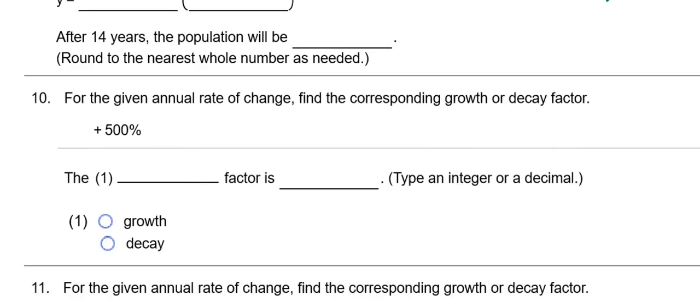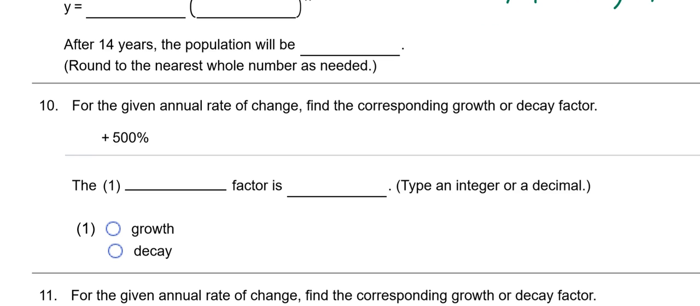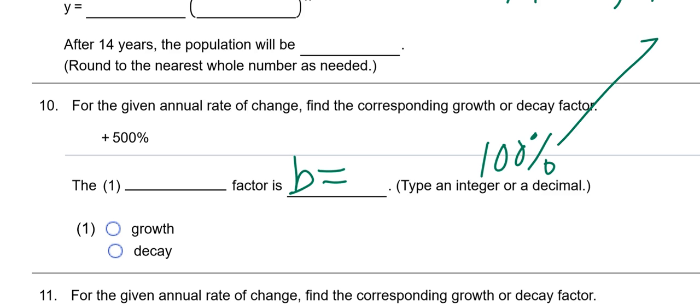Okay, now, question 10. For the given annual rate of change, find the corresponding growth or decay factor. Now, this one confuses a lot of kids. If we're going up 500%, the most common wrong answer here is B equals 5. That is the most common wrong answer. Remember, we start with 100%, and if we're going up 500%, which I would love my money to do, folks, 600% is what you'd be at, so the multiplier would be 6.